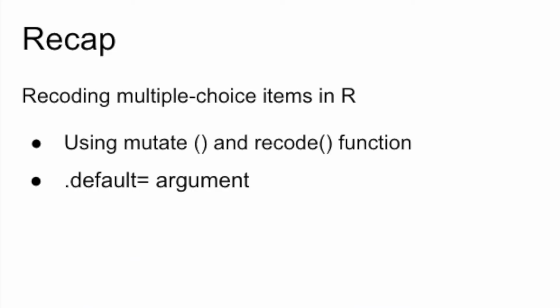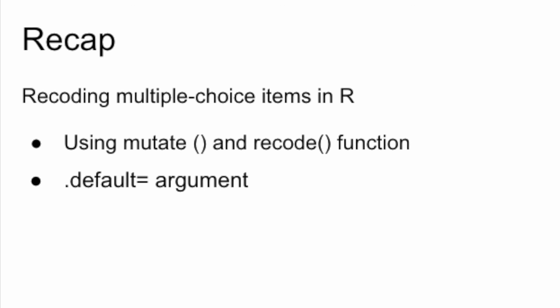In this video, I showed you how to recode multiple choice items by using the functions of mutate and recode. I introduced a useful argument .default to take care of all incorrect answers. In the next video, I will show you how to calculate internal reliability for your variables in R.